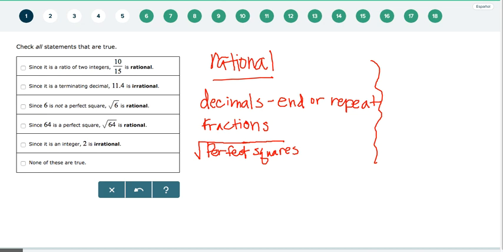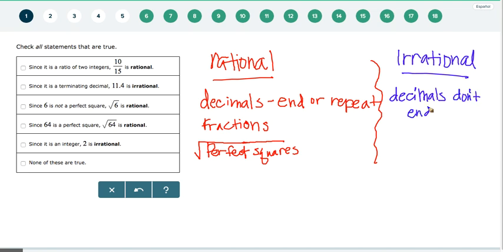Okay, so irrational. So our irrational numbers are decimals that don't end and have no pattern. Okay, can't be a fraction. Square root of imperfect numbers and pi.